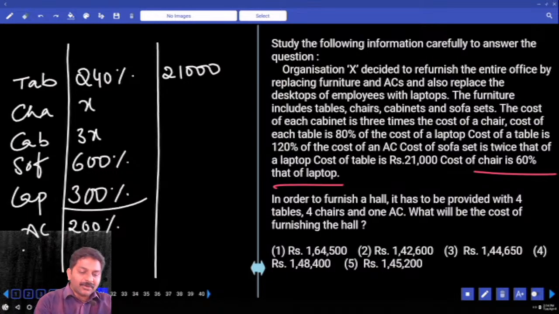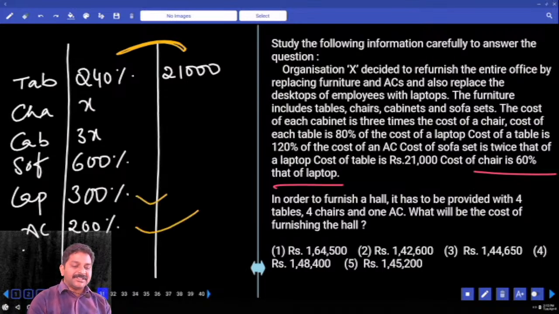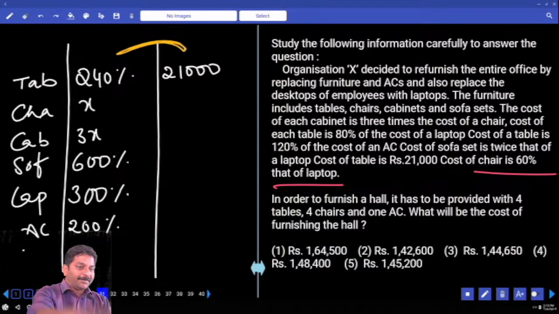So once you know this value, let's try to calculate chair value. Is that okay? Now, right now we have comparison between percentage and then price. 240% is equal to 21,000. So with that, can we calculate 200%, 300%, 600%? Don't try to calculate 1% and then get 200% or 300%. Don't go with that method. Or at least, don't even use cross multiplication also.